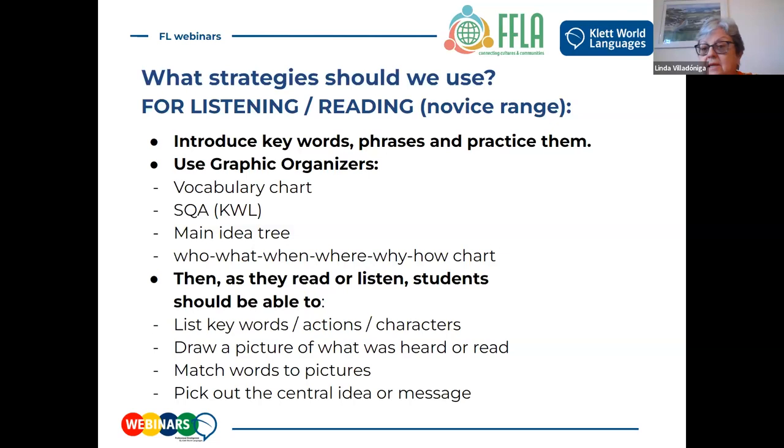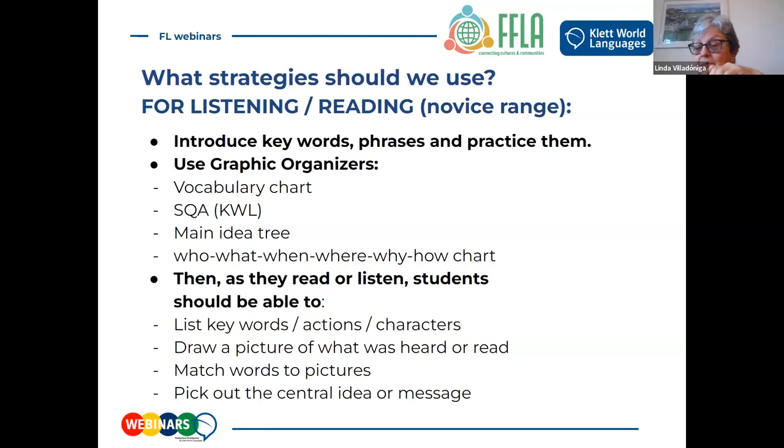The main idea tree: main idea can be very difficult for some students to pick out. They learned once upon a time that the main idea is either at the beginning of the paragraph or at the bottom. Sometimes it is, sometimes it isn't, sometimes it's in the middle. Nowadays they're calling it the main topic as well, not just the main idea. So that might be something else to think about.